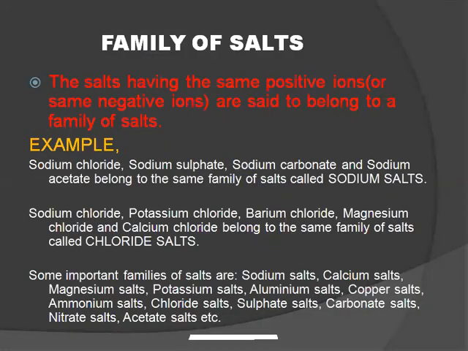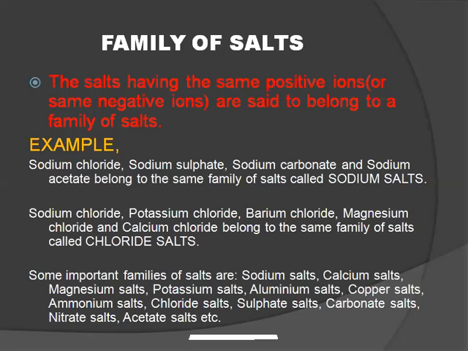Family of salts. The salts having the same positive ions, cations, or same negative ions, anions are said to belong to a family of salts. Like for example, sodium chloride, sodium sulfate, sodium carbonate, sodium acetate belong to the same family of salts called sodium salts. These do have same cations, that is sodium ion.